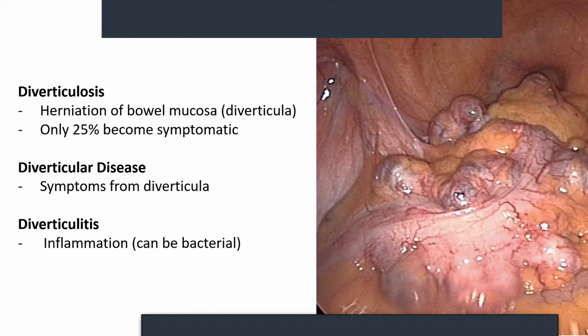So in terms of diverticulitis, it falls under the broad umbrella term of diverticular disease. A lot of people get mixed up. I remember I initially got really mixed up as well in terms of all the different terms. So just a brief recap: diverticulosis describes the herniation in the bowel wall, but actually only 25% of them become symptomatic. Diverticular disease is mainly symptoms from diverticula.